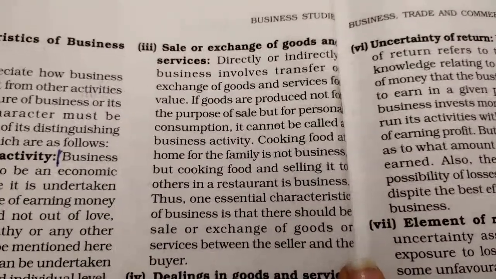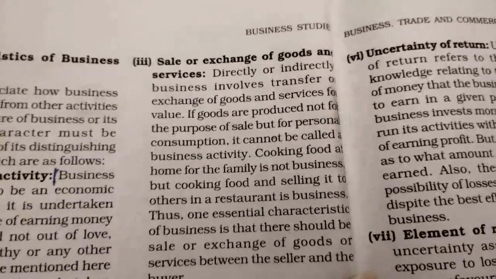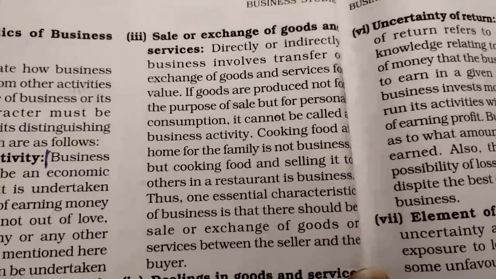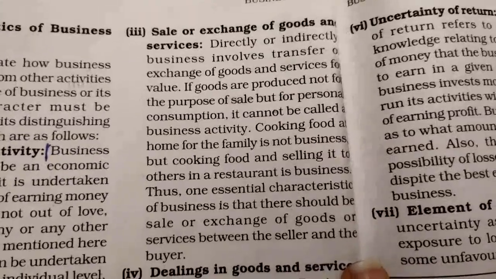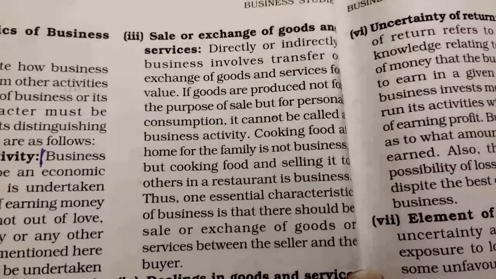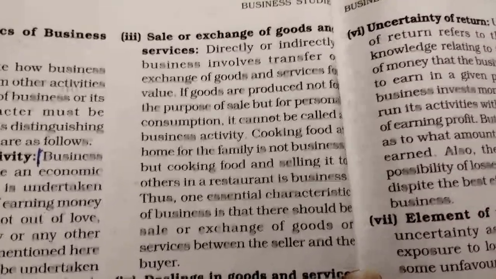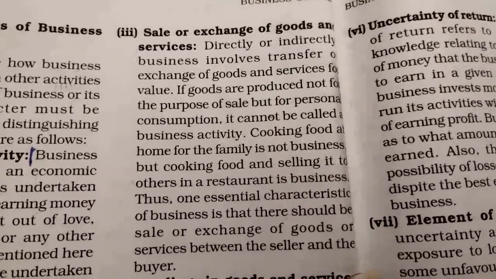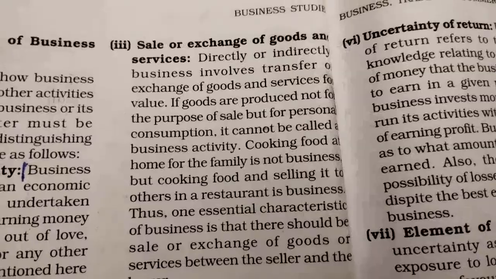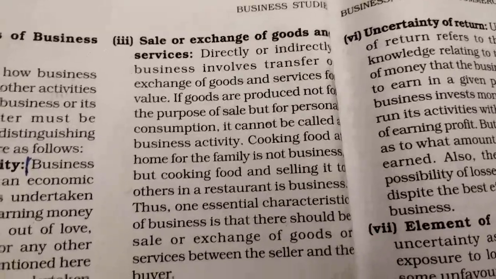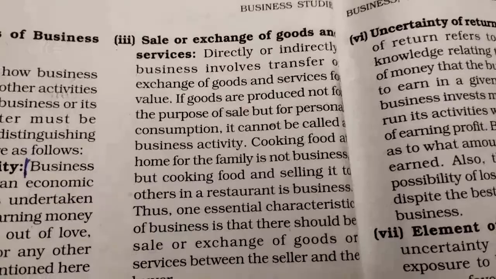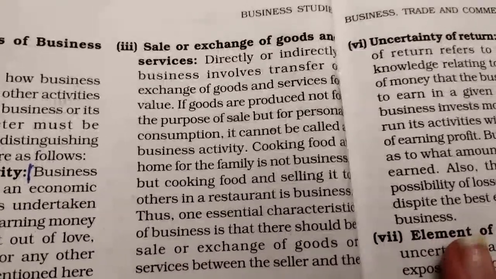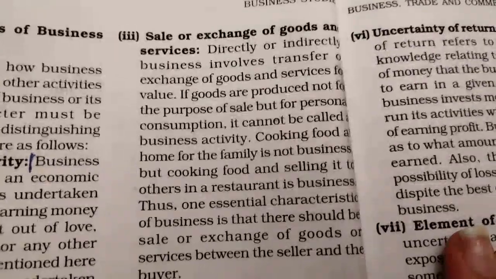The third point is sale or exchange of goods and services. In business, the exchange of goods and services is very important. There should be an exchange of goods and services between the buyer and the seller. For example, cooking food at home for the family is not business, but cooking food and selling it to others in a restaurant is called a business. Directly or indirectly, business involves transfer or exchange of goods and services for value. If goods are not produced for the purpose of sale but for personal consumption, then it cannot be called a business activity.